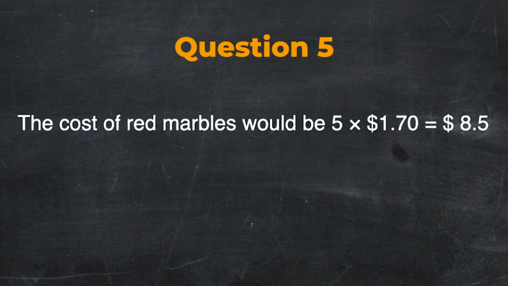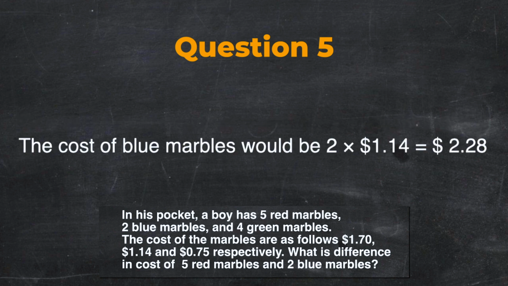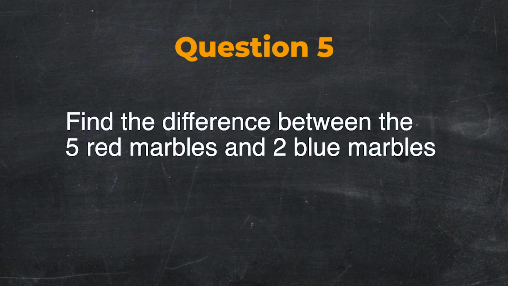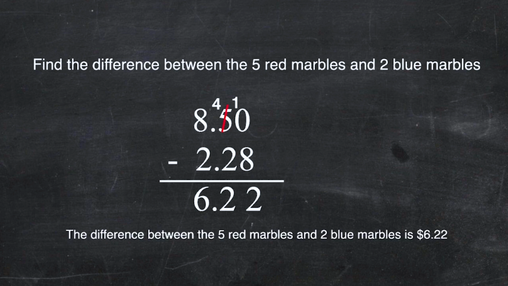The cost of the red marbles would be 5 multiplied by $1.70, which would give us $8.50. And then the cost of the blue marbles would be 2 multiplied by $1.14, which would give us a total of $2.28. Now, to find the difference between the 5 red marbles and the 2 blue marbles, we take $8.50 subtracted by $2.28, which would give us a result of $6.22. Therefore, the difference between the 5 red marbles and the 2 blue marbles is $6.22. Good. Now on to question 6.